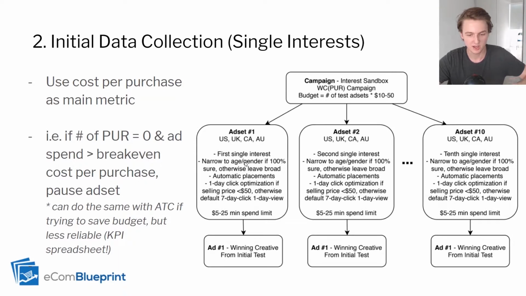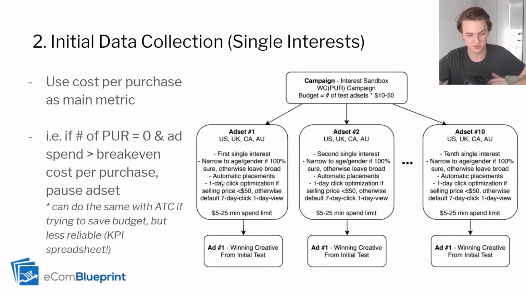otherwise leave it broad. So for example, if you know that it's a product that's only for men or only for women, then you can select that gender. If you know that it's a specific age range and there's no way that anyone else would buy it, then you can narrow it down to that. But if you aren't sure, just leave it broad, and then Facebook will optimize for you.